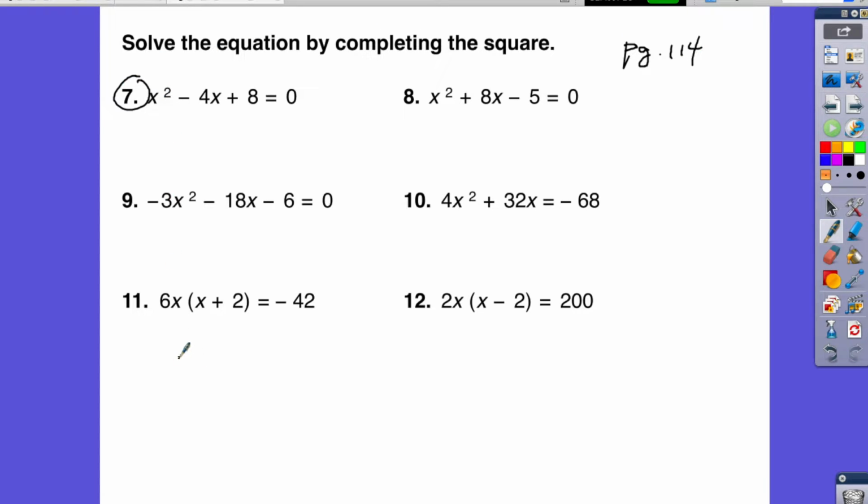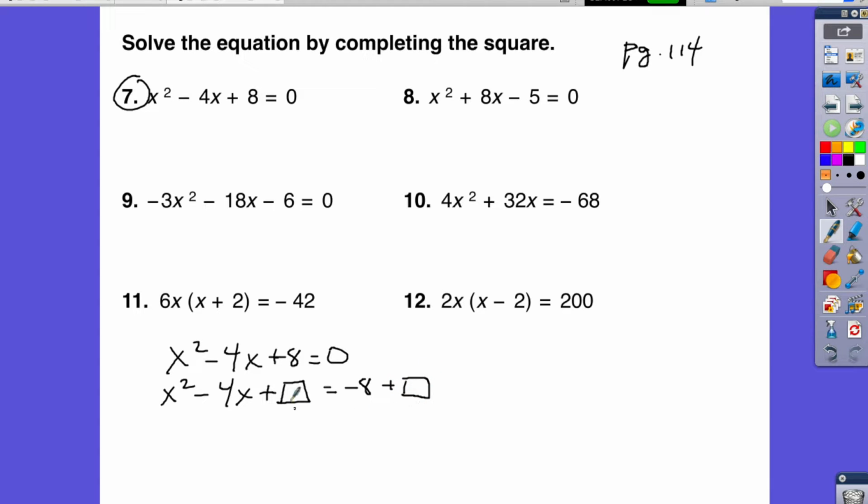Okay. X squared minus 4x plus 8 equals 0. You're going to realize that you cannot factor this. There are no two numbers that you can multiply to make positive 8, but then add to negative 4. So we're going to complete the square. X squared minus 4x. I'm going to subtract 8 from both sides, and then I'm going to add the magic number. So it's going to be negative 8 plus the magic number.